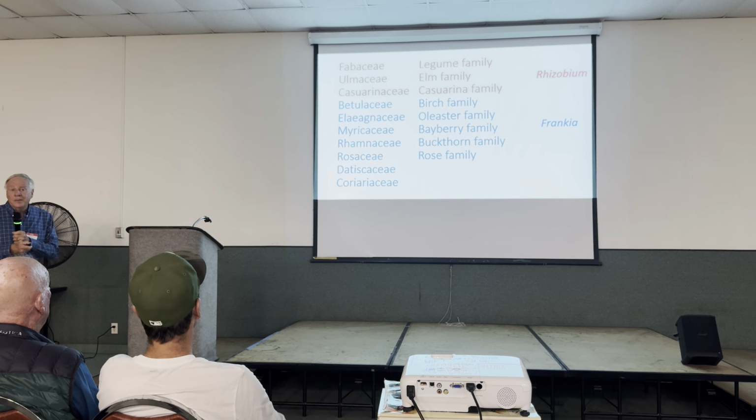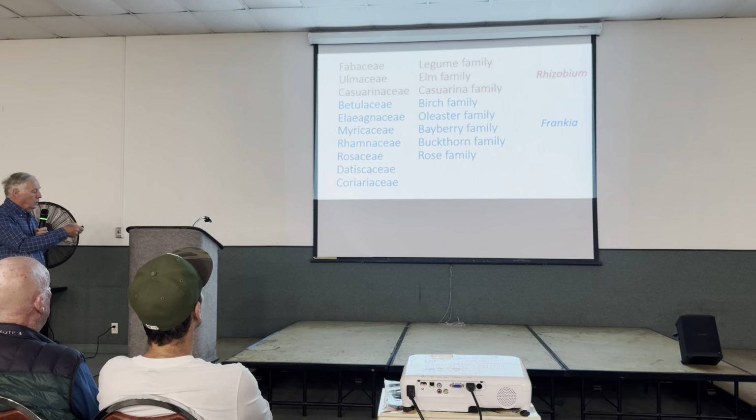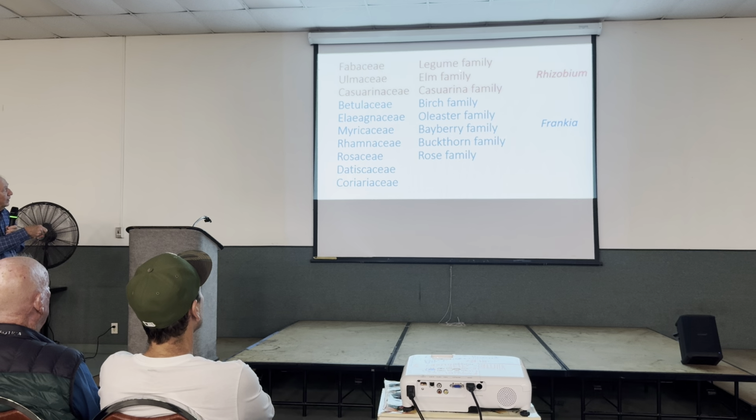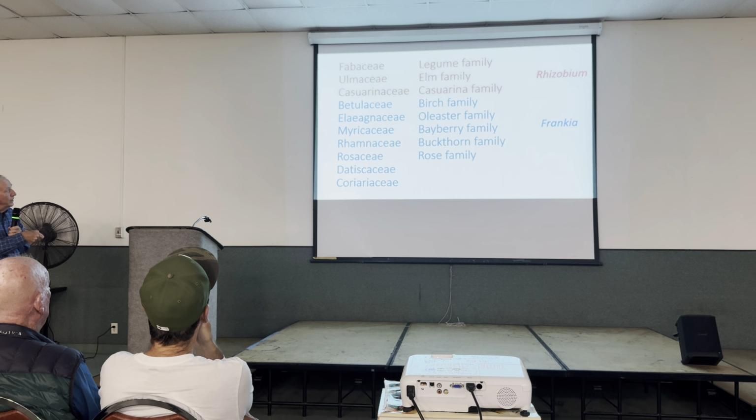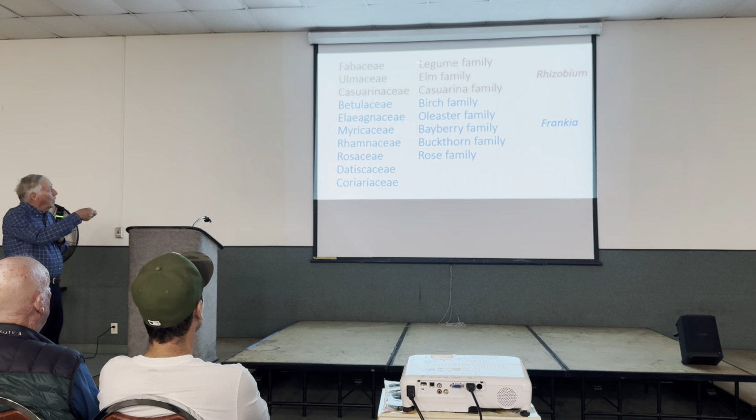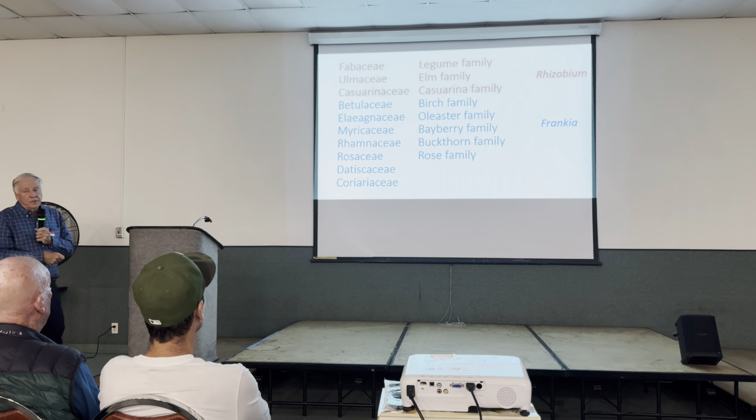Well, it actually turns out to be a lot more common than just with legumes. So these are families of plant here, different families of plants, and some of them have common names that we're familiar with: legumes and the elm family, birch family, oleaster family, and so forth. These that are in red all have this type of interaction that I described for legumes, and they interact with a group of bacteria that are called rhizobium bacteria.